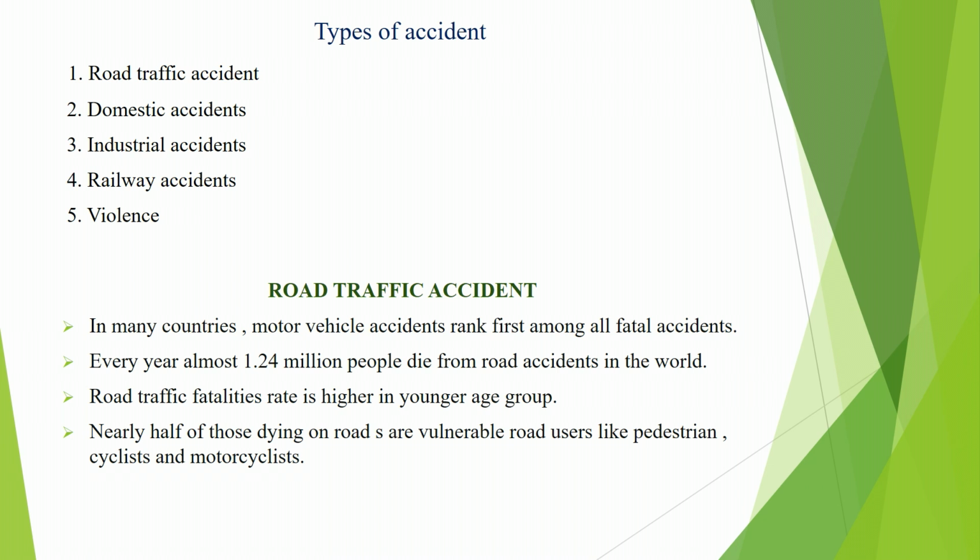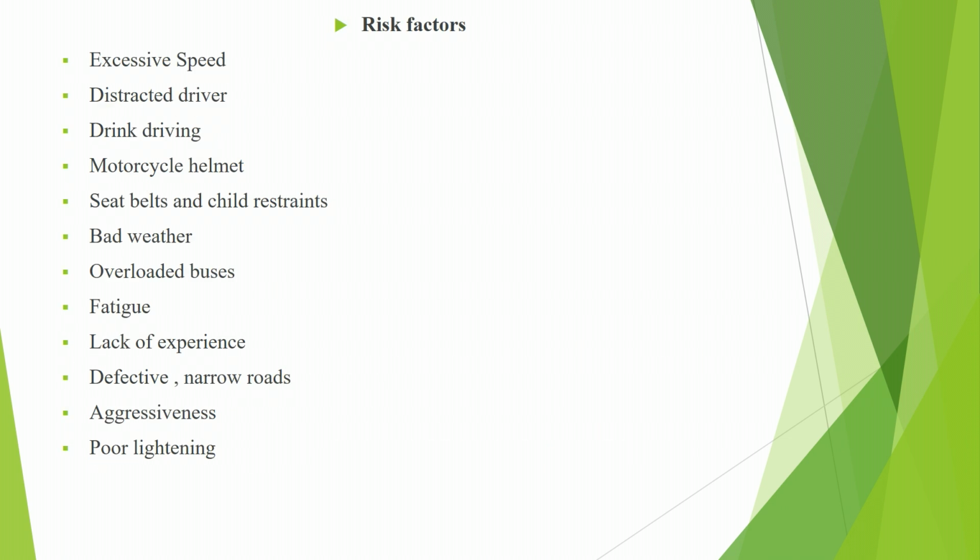In many countries, motor vehicle accidents rank first among all fatal accidents. Every year, about 1.24 million people die from road accidents in the world. Road traffic fatality rate is higher in younger age groups. Nearly half of those dying on roads are vulnerable road users like pedestrians, cyclists, and motorcyclists.